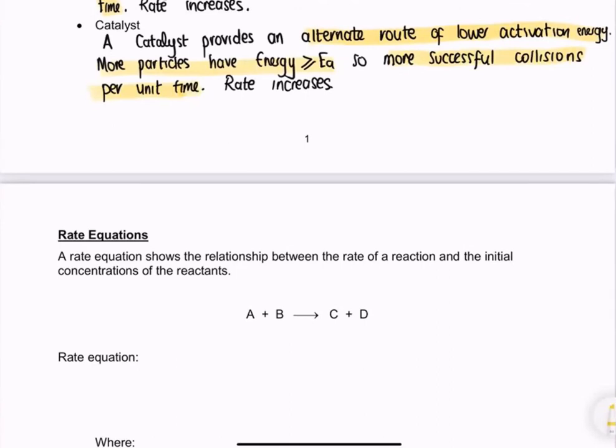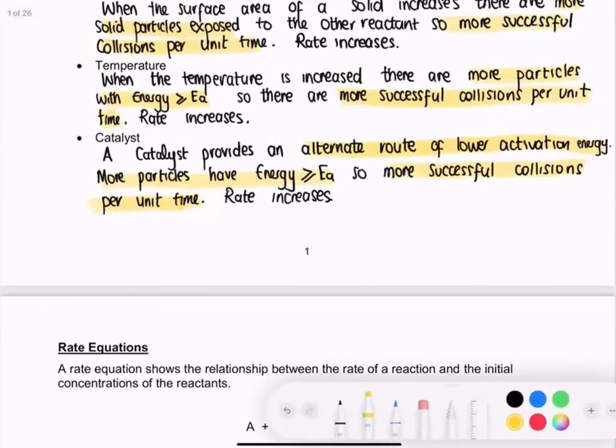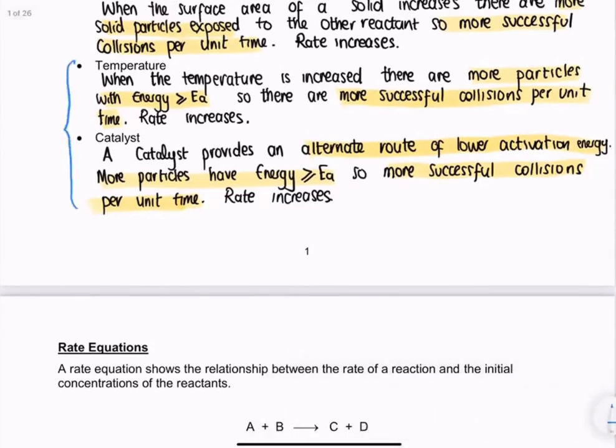Now remember that these last two here can be explained using the Maxwell-Boltzmann distribution curves. And if you've forgotten what those are, it might be worth going back to your A1 pack now and having a look at the Maxwell-Boltzmann distribution curves and seeing how you can explain temperature and catalyst using those. So that's the end of this little short video recapping last year's work.